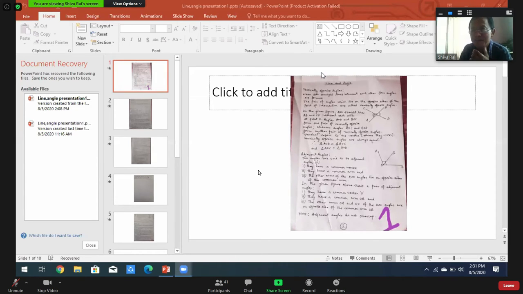Okay, listen. 2, 3. Sijana, Prashna, Sudeep. Are you sure? Angle 5 is equal to angle 4? Yes, sir, because it is alternate angle.